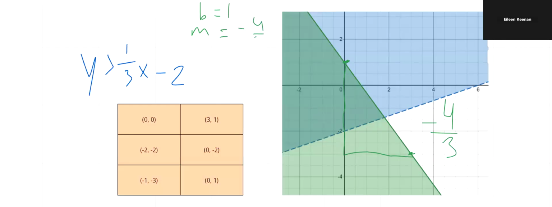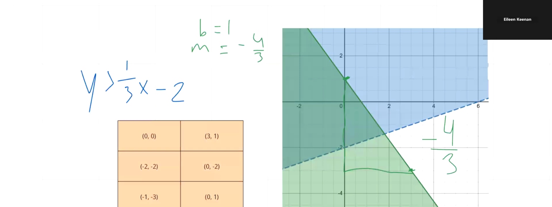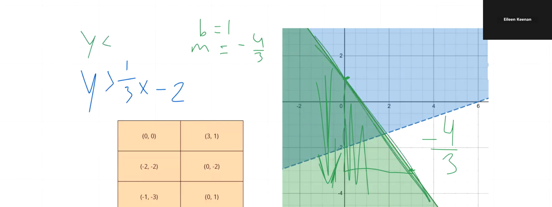So now let's take a look at what our inequality sign is going to be. When we shade, are we shading down or up? We're shading below, where our y's get smaller, so it's going to be y is less than. And it's a solid line, so that means it's going to be or equal to. We're going to have a line underneath our inequality.